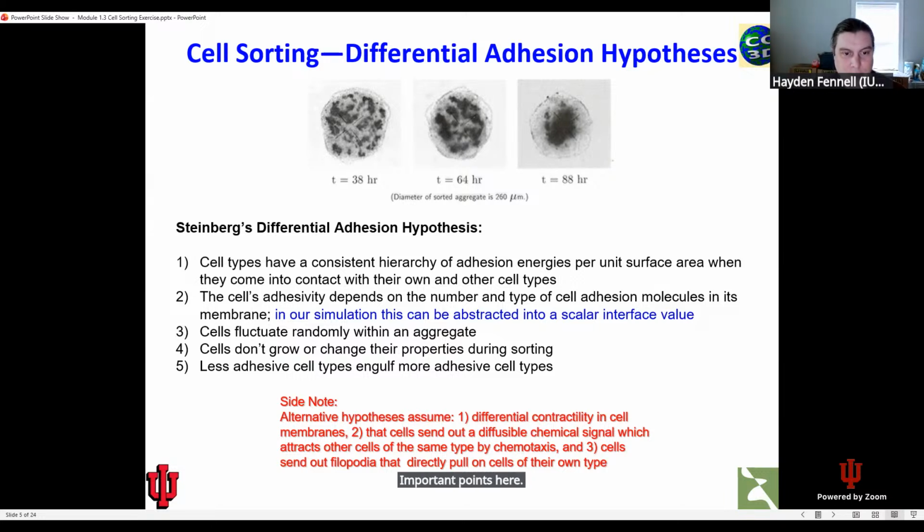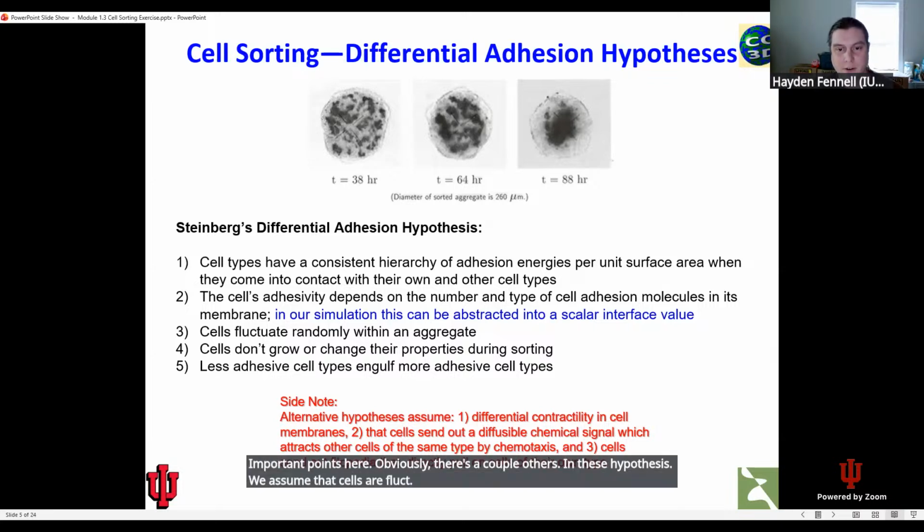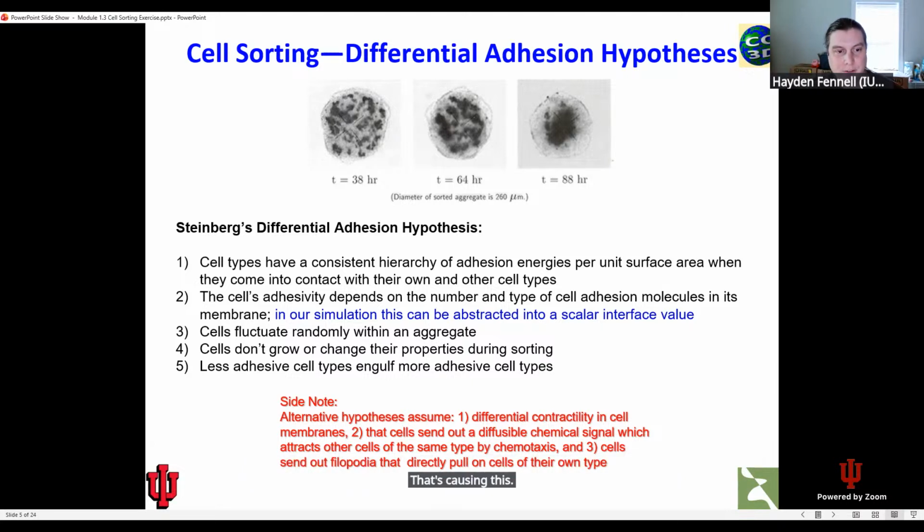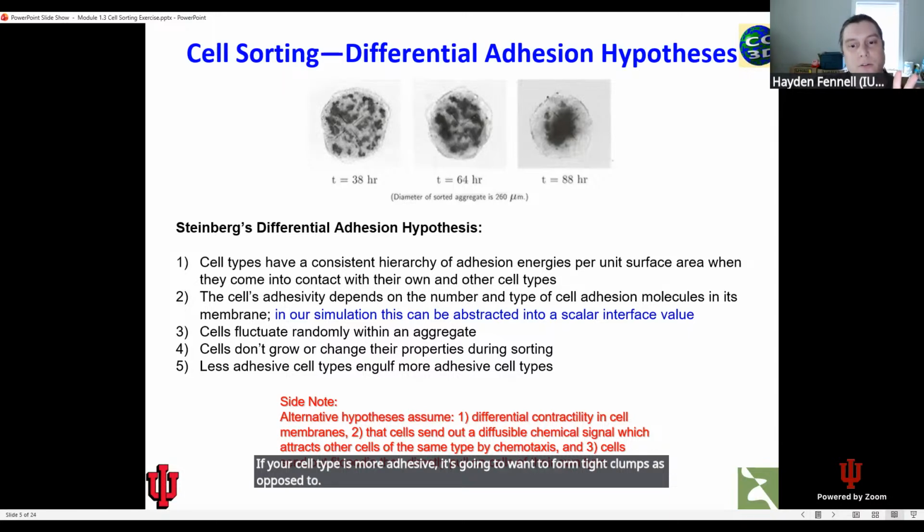Obviously, there's a couple others. In the hypothesis, we assume that cells are fluctuating randomly within an aggregate, so there's no directed movement that's causing this cell sorting behavior. And cells don't grow or change their properties during sorting. And then less adhesive cell types engulf more adhesive cell types, which may make sense as we get a little bit further into the actual example here. If your cell type is more adhesive, it's going to want to form tight clumps as opposed to thin layers that engulf other cells.